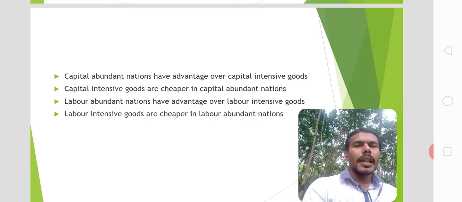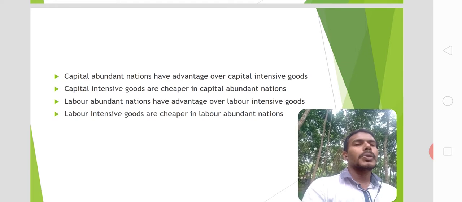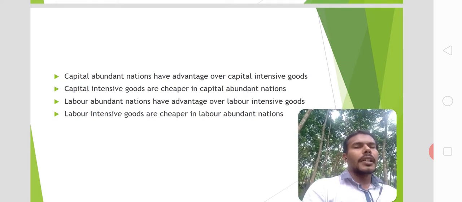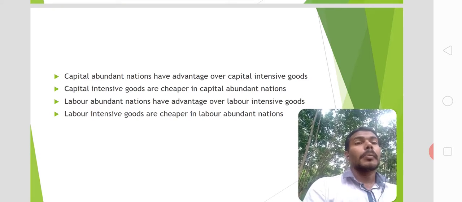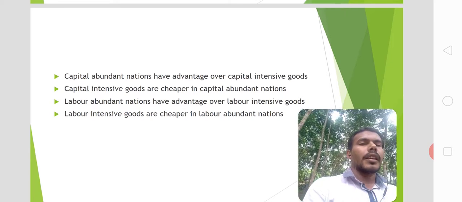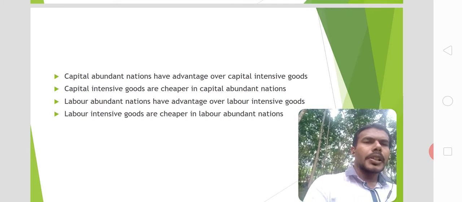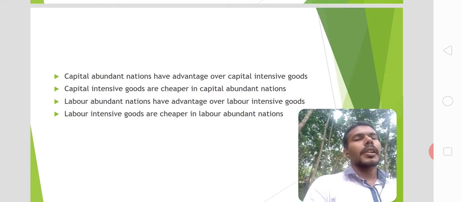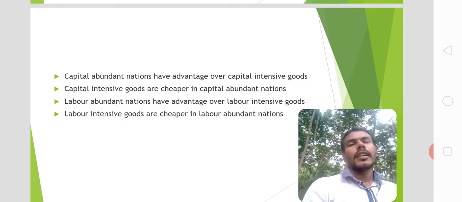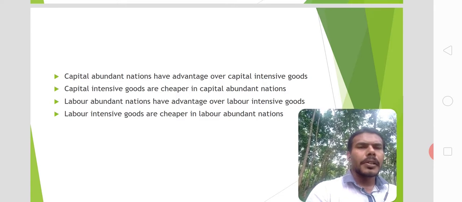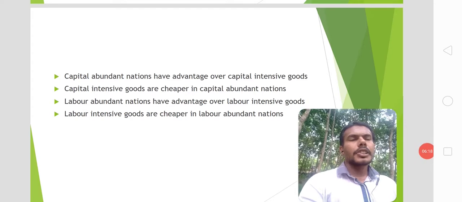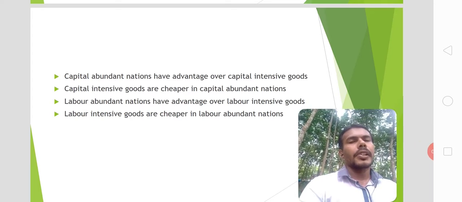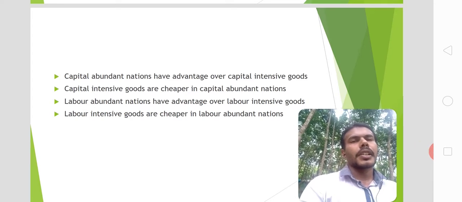because the labor abundant nations are able to produce the labor intensive commodity at cheaper cost, as labor is cheaper in labor abundant nations because of lower capital labor ratio or higher labor capital ratio in the labor abundant nations. So that means capital is cheap in capital abundant nations and labor is cheap in the labor abundant nations.